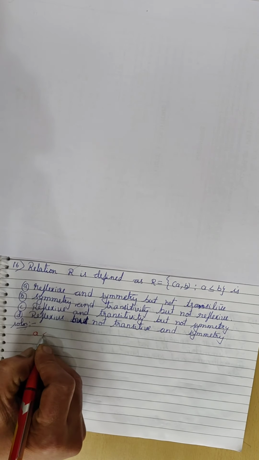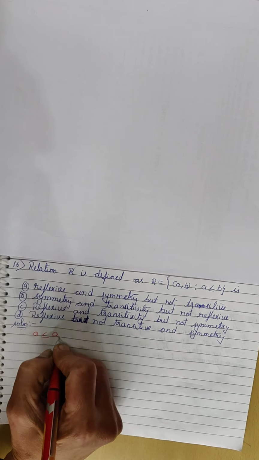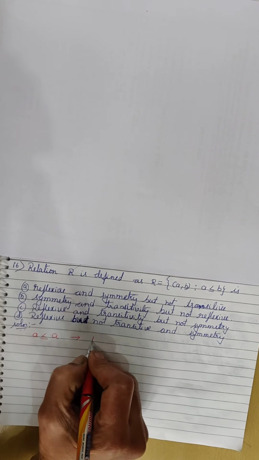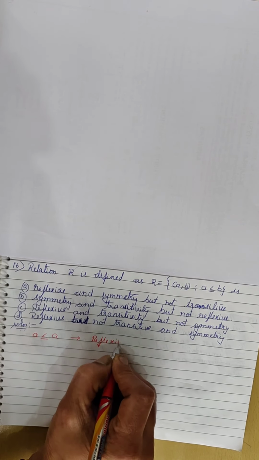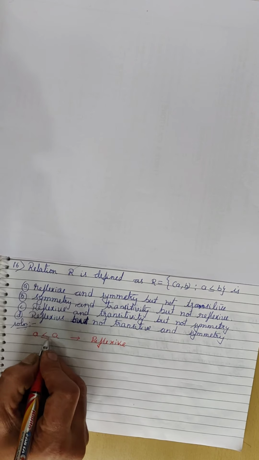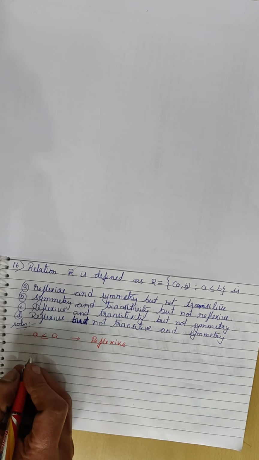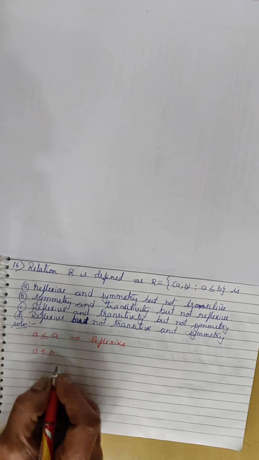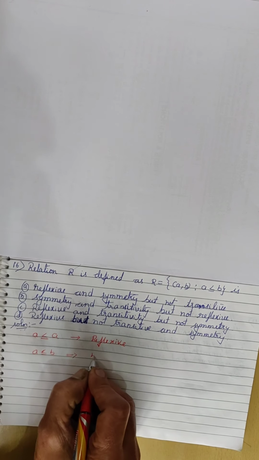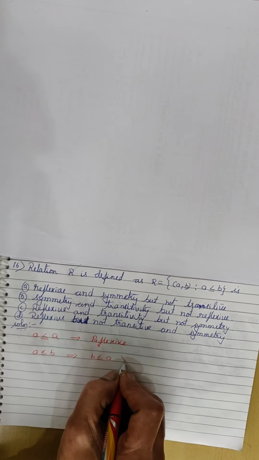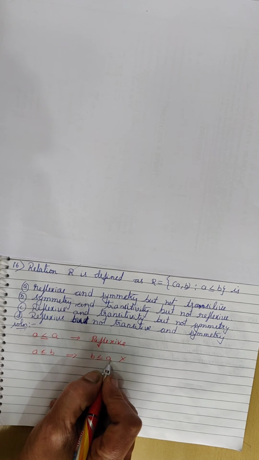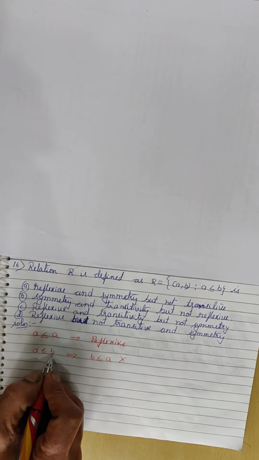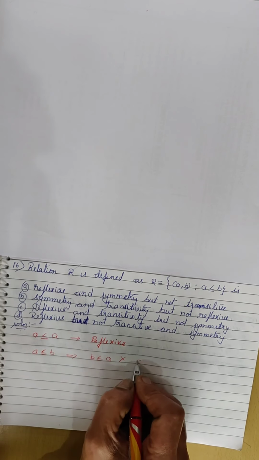a is less than or equal to a. So definitely it is reflexive, because a will be equal to a. And then for symmetry, we'll take a is less than or equal to b, then it implies b should be less than or equal to a, which is not possible. b may not be less than a, right? Here a is less than b, then b will not be less than a, so it is not symmetric.